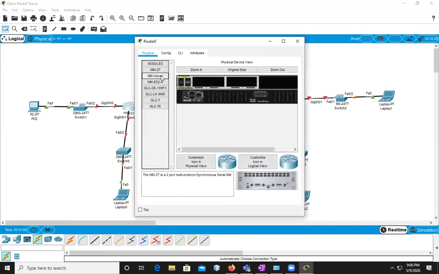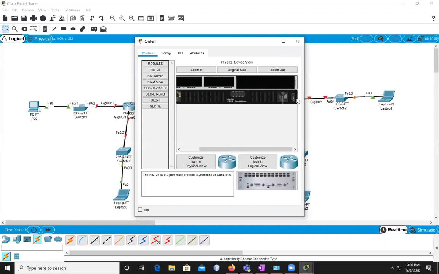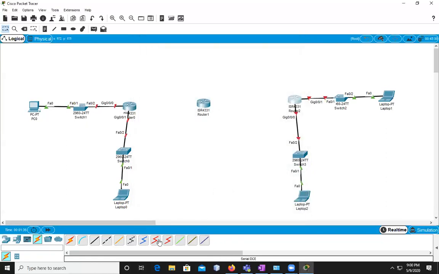Then we'll go to 2T, turn off the router, add some serial ports here, and again turn it on. Go over here at 2T, turn off the router, and again add some ports here and turn it on again. And the third one is here. We'll add some serial ports and then turn it on. So cables are added.